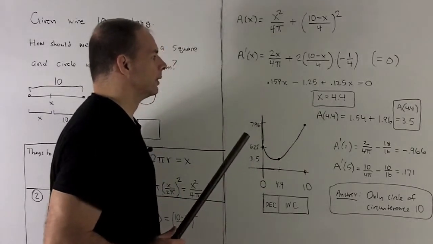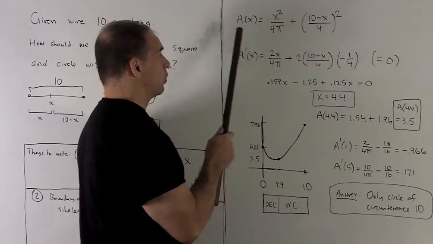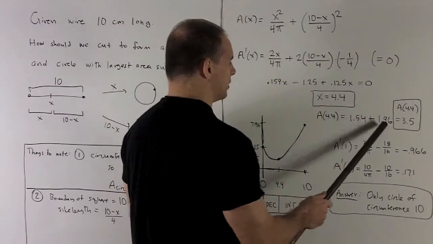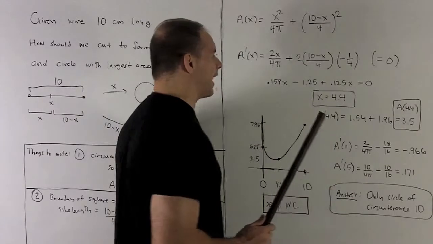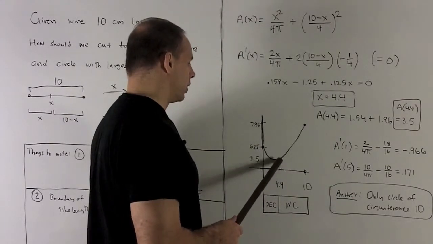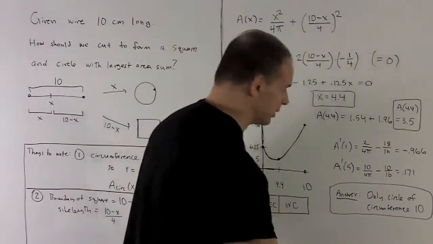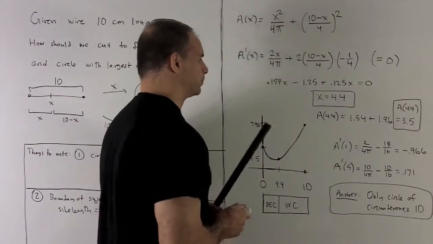I'm going to put that in my equation for area, and we see that the area that comes out adding these two together is going to give me 3.5. So I'm going to plot that on the graph of my area function. Okay, this is A of x.